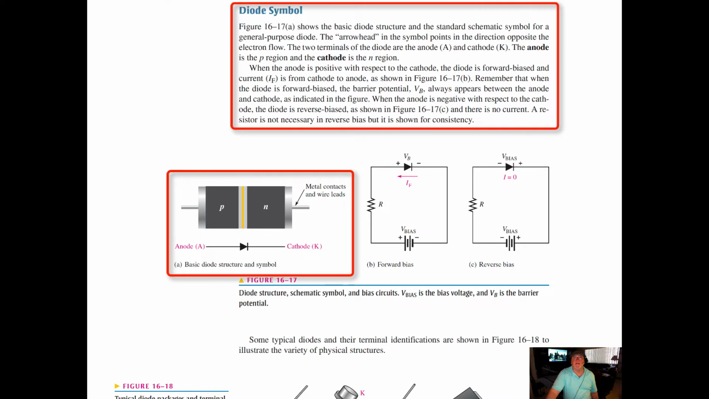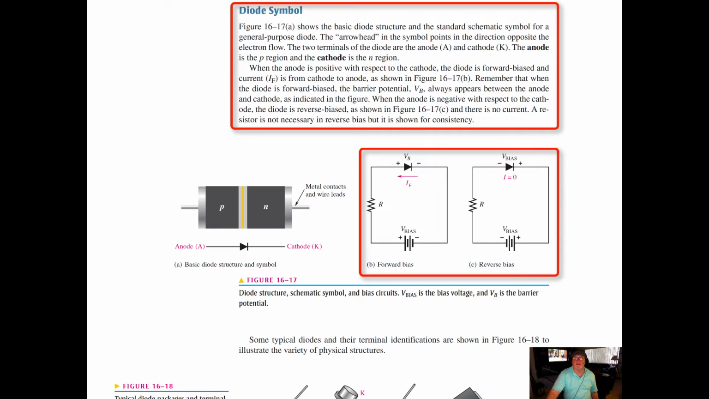When the anode is positive with respect to the cathode, the diode is forward biased, and the current I forward, I sub F, is from cathode to anode. Remember that when the diode is forward biased, the barrier potential V sub B always appears between the anode and the cathode. When the anode is negative with respect to the cathode, the diode is reverse biased and there's no current until you force it. A resistor is not necessary in reverse bias, but is shown for consistency. So they show it there for you.